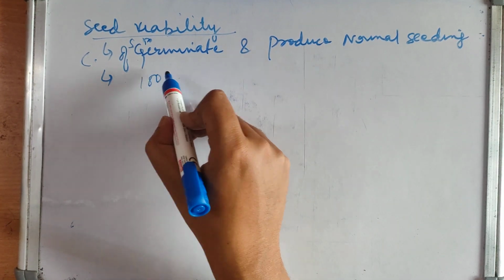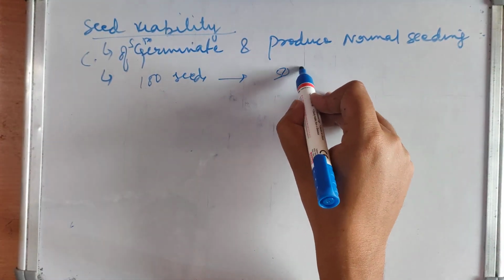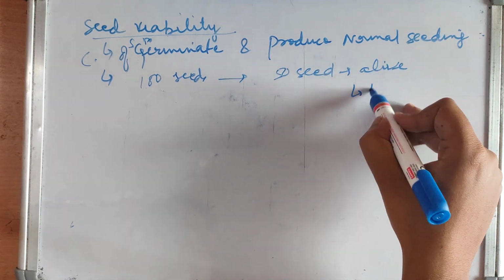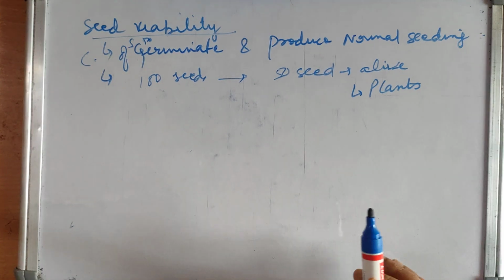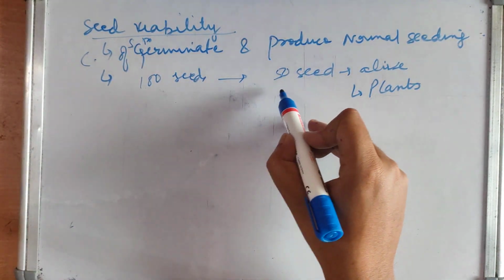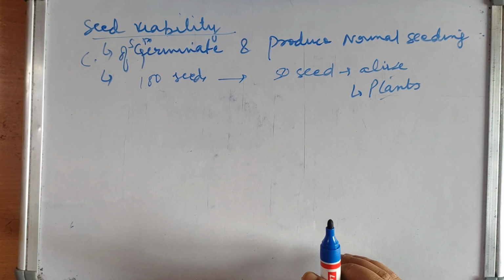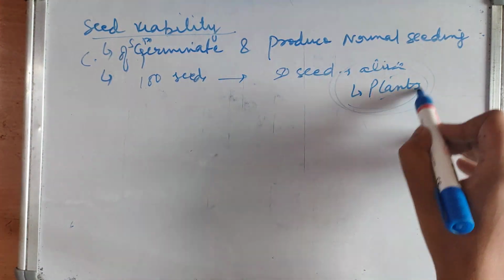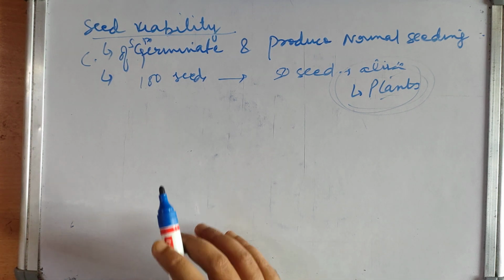Suppose we are growing 100 seeds. Here we measure how many seeds are alive. Suppose 50 seeds are alive and growing as plants, so their seed viability is 50%. So it is the measure of how many seeds are alive and growing as plants, which will reproduce themselves when given appropriate conditions. So this is seed viability.